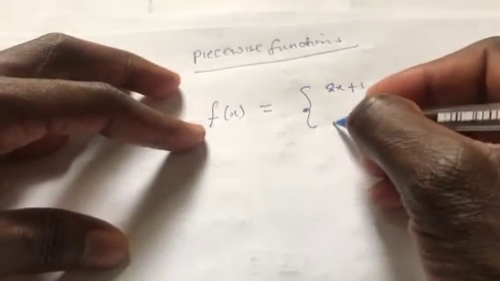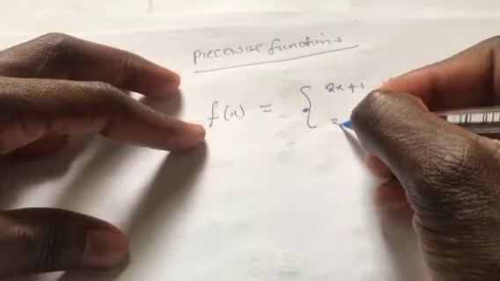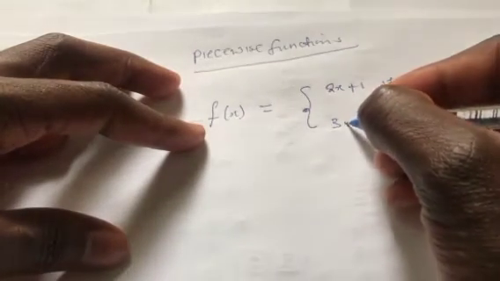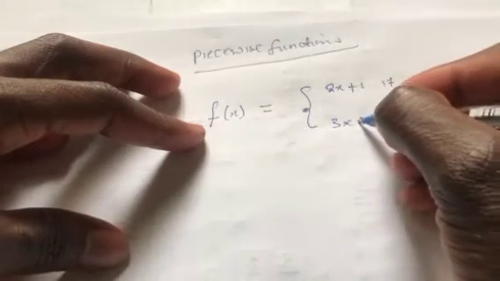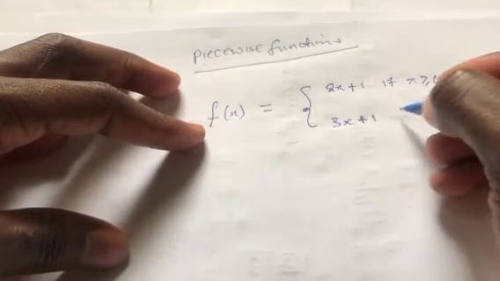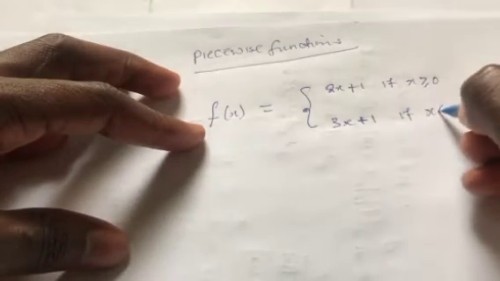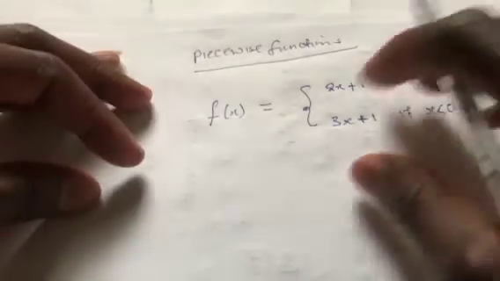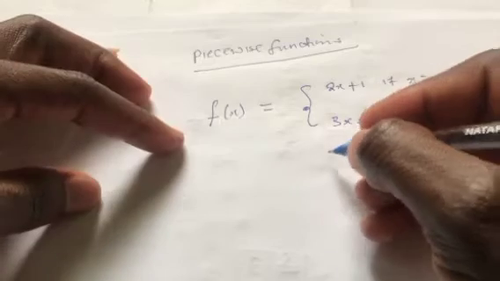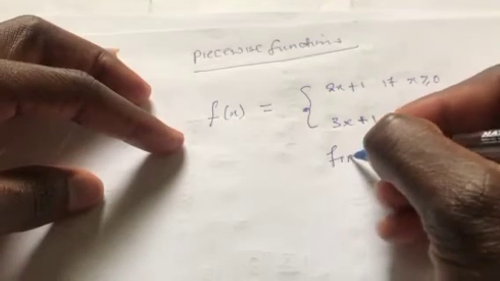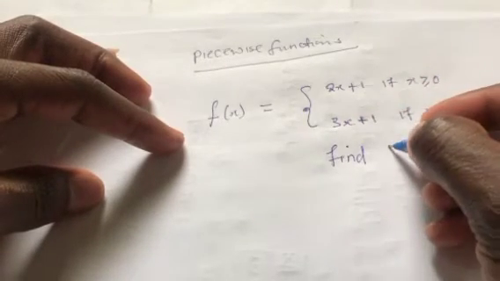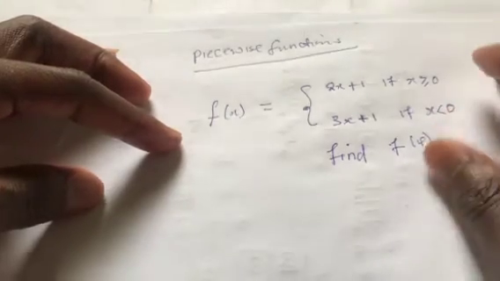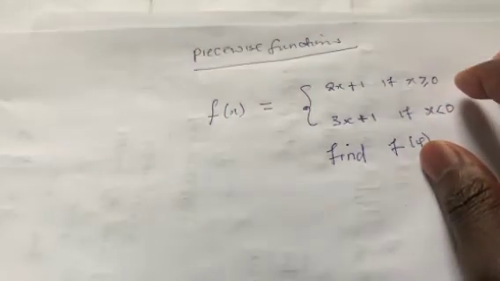Then the other thing, you can draw it here or you can write it somewhere there, say plus 1, that is if x is less than 0. So if the function has been given like this and yet they want you to find, suppose they say, can you find f of 4. So what are you going to do?